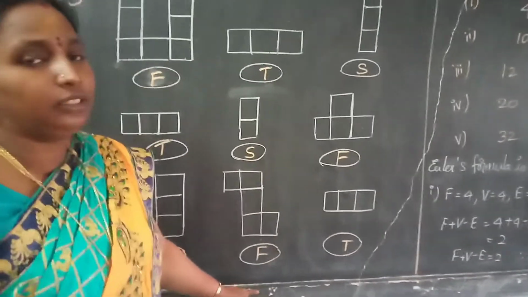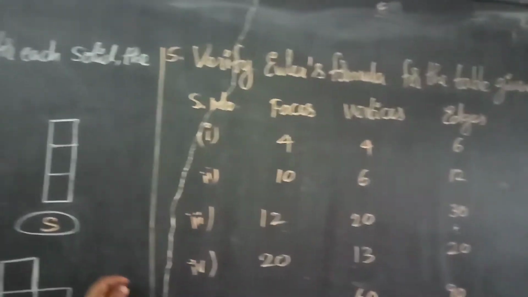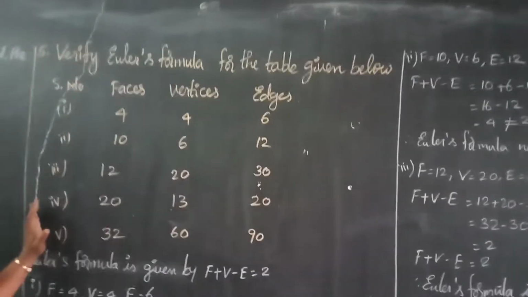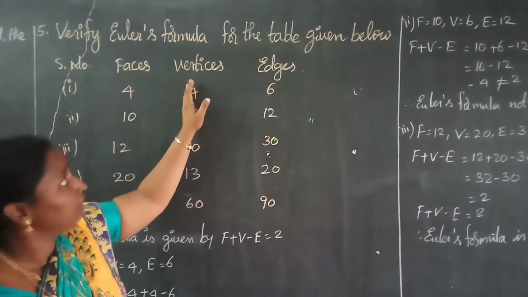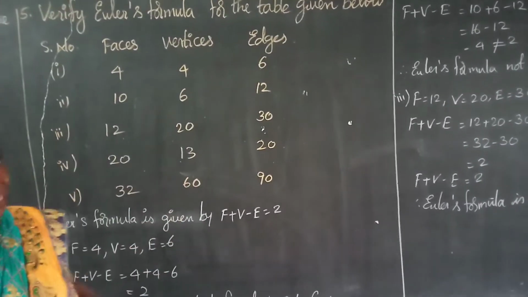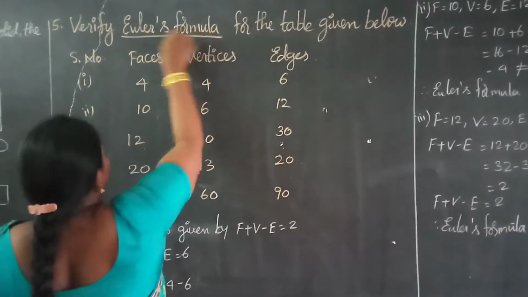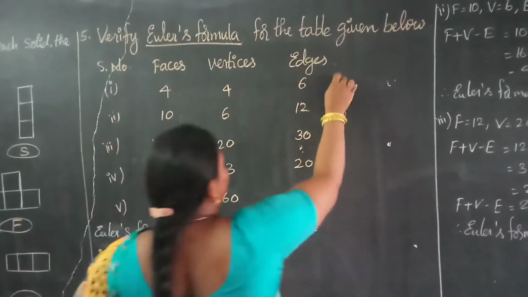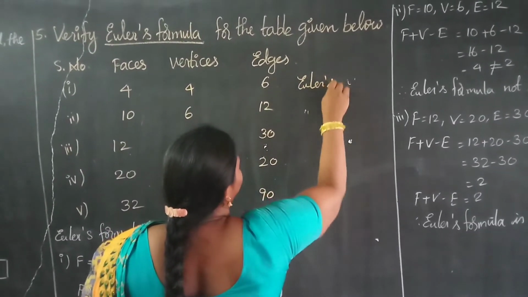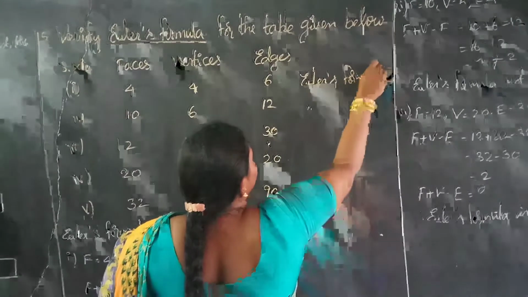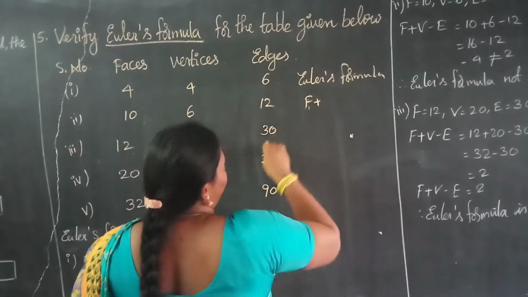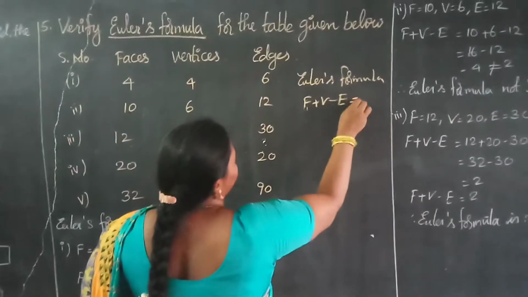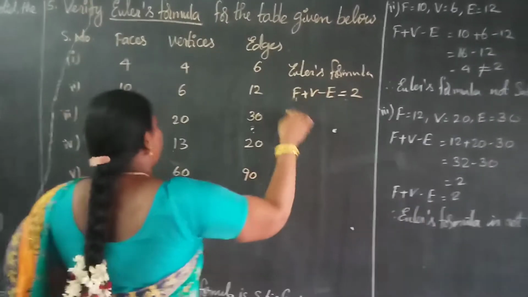Okay, you understand this? Move on to the fifth Roman. Verify Euler's formula for the table given below. So here they have given one table, that is number of faces, number of vertices and number of edges. We are going to verify whether it satisfies Euler's formula or not. So what is Euler's formula? Already we know. Euler's formula is F, that is number of faces, plus number of vertices, minus number of edges, will be equal to 2. We are going to verify this.